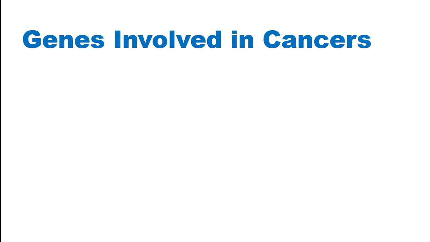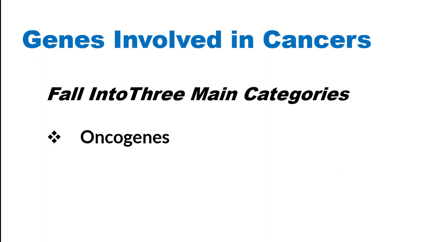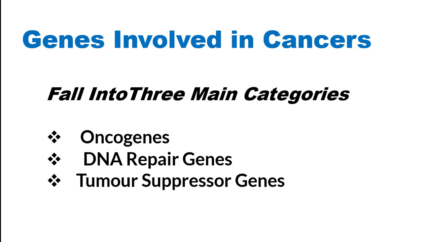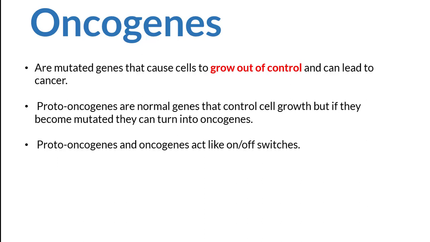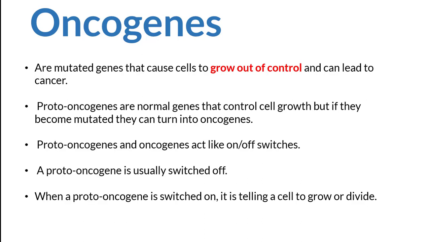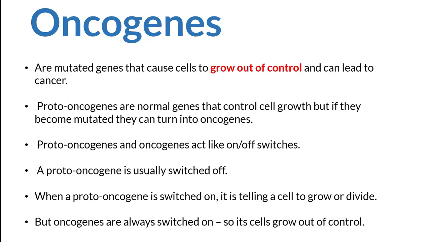Genes involved in cancers fall into three main categories. First are oncogenes, second, DNA repair genes, third, tumor suppressor genes. Oncogenes are mutated genes that cause cells to grow out of control and can lead to cancer. Proto-oncogenes are normal genes that control cell growth, but if they become mutated, they can turn into oncogenes. Proto-oncogenes and oncogenes act like on and off switches. When a proto-oncogene is switched on, it is telling a cell to grow or divide, but oncogenes are always switched on, so cells grow out of control.